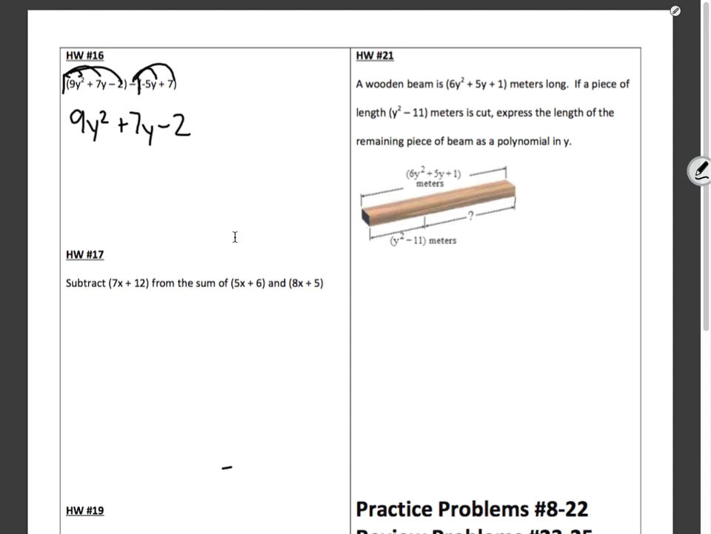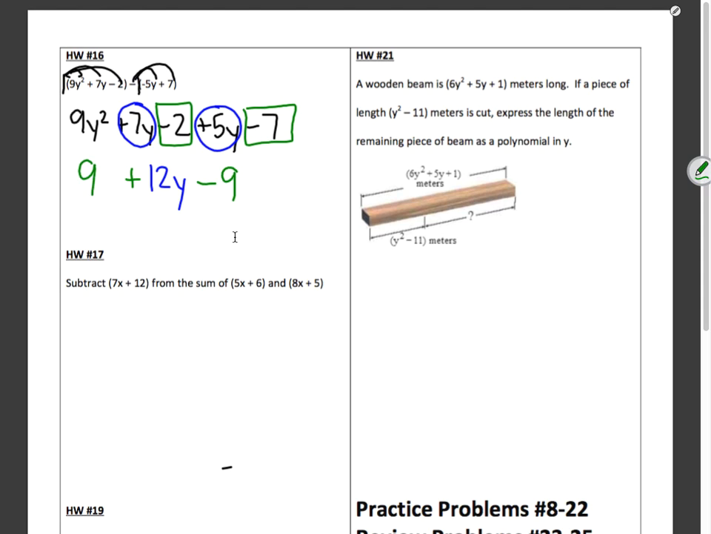Here I'm going to distribute with a -1. So -1 times -5 is +5y. -1 times +7 is a -7. Now I'm ready to find my like terms. There's nothing that's like the 9y squared, but the 7y and the 5y make 12y. The -2 and the -7, when I add those together, that makes -9. And then I just drop down the 9y squared. And we are going in order of our exponents. The 2 is the biggest one, so we'll put that one first.